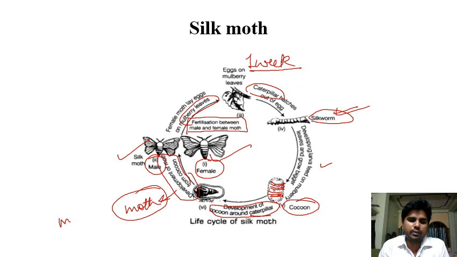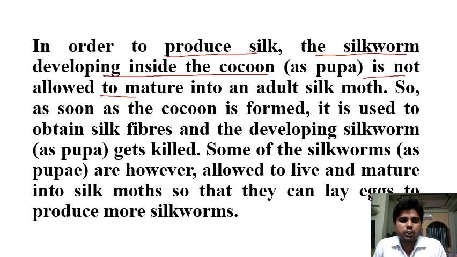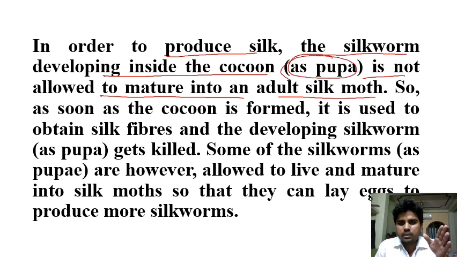Moving forward students, I have written some points here. In order to produce silk, the silkworm developing inside the cocoon is not allowed to mature into an adult silk moth. Now we all know that silk is actually in the pupal stage. So by any means we have to stop the stage of cocoon, that is the pupal stage, so that we can get the maximum amount of silk from it.